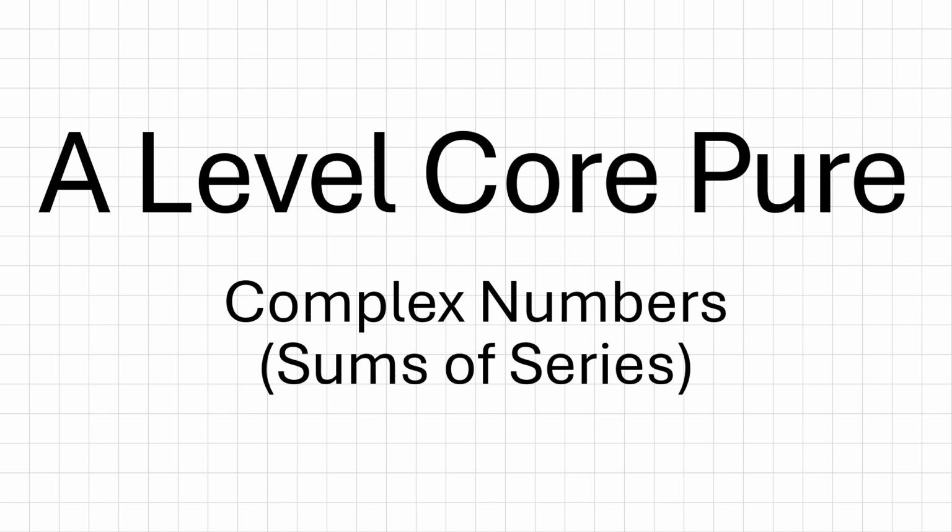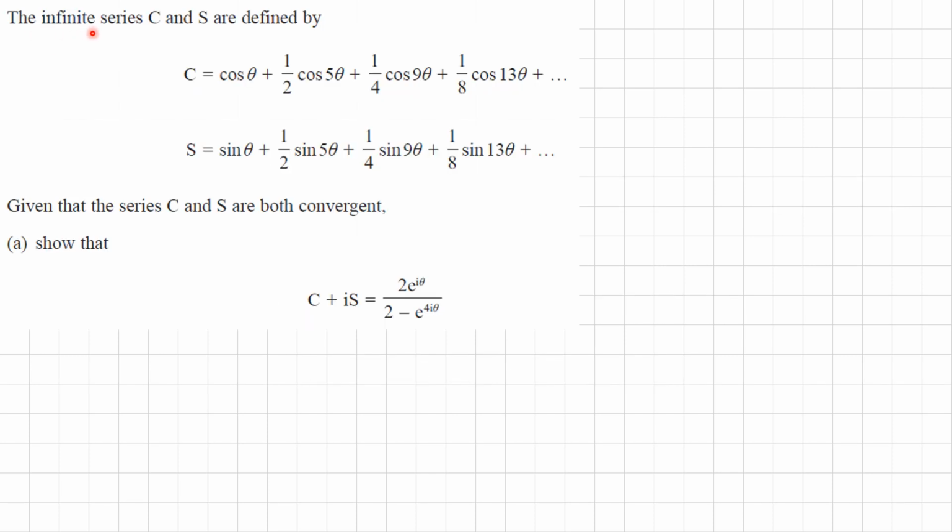This is an A-level core pure question, complex numbers and sums of series. The infinite series C and S are defined by C equals cos theta plus half cos 5 theta plus a quarter cos 9 theta plus an eighth cos 13 theta and so on, and S equals sine theta plus a half sine 5 theta plus a quarter sine 9 theta plus 1/8 sine 13 theta and so on.